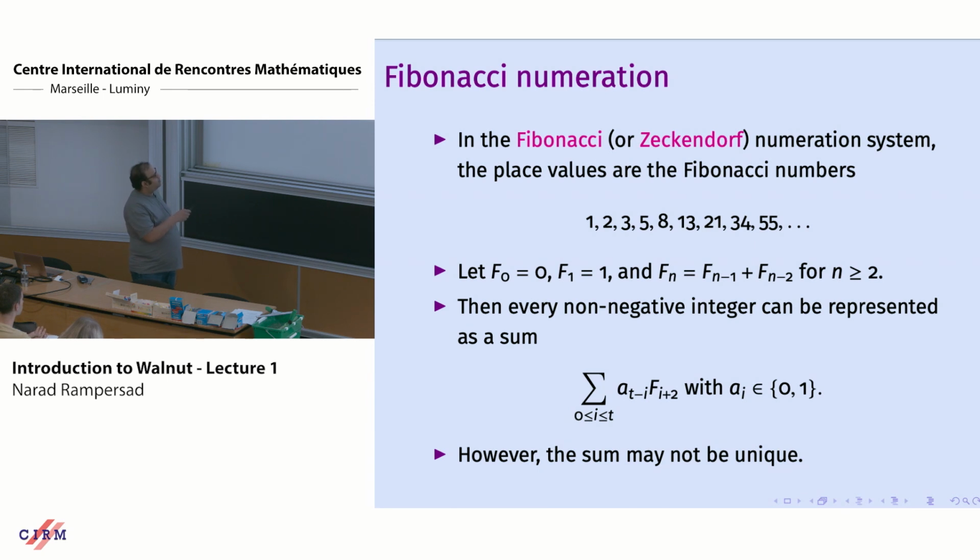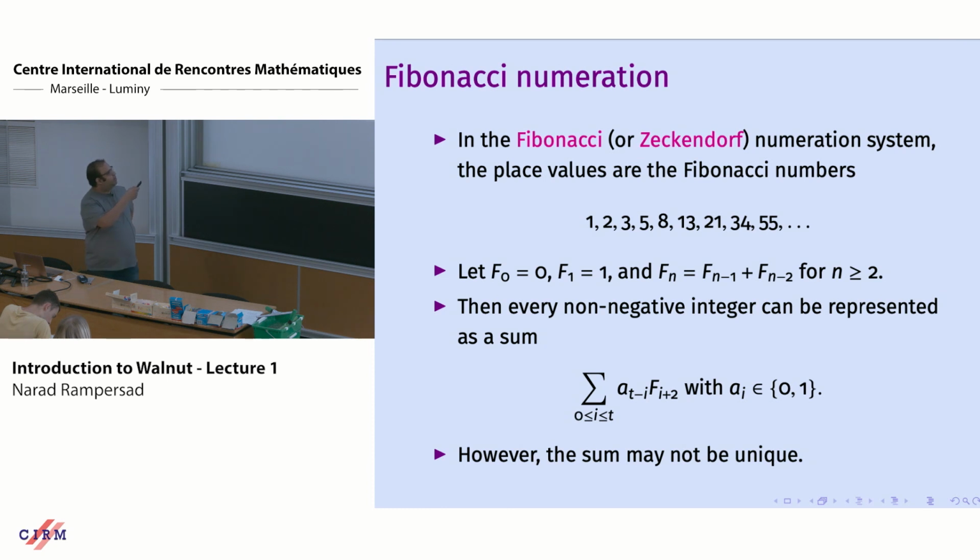And the important thing is this theorem here, which says, much like in the integer base, that any non-negative integer can be represented as a sum of Fibonacci numbers, in this case, with coefficients either 0 or 1. So it's not difficult to show that. The only difference here is that when you are working in the Fibonacci numeration system, this kind of sum is not necessarily unique, right? The integer base representation gives you a unique representation of each non-negative integer. But in the case of the Fibonacci representation, that is not true because of the Fibonacci recurrence, right?